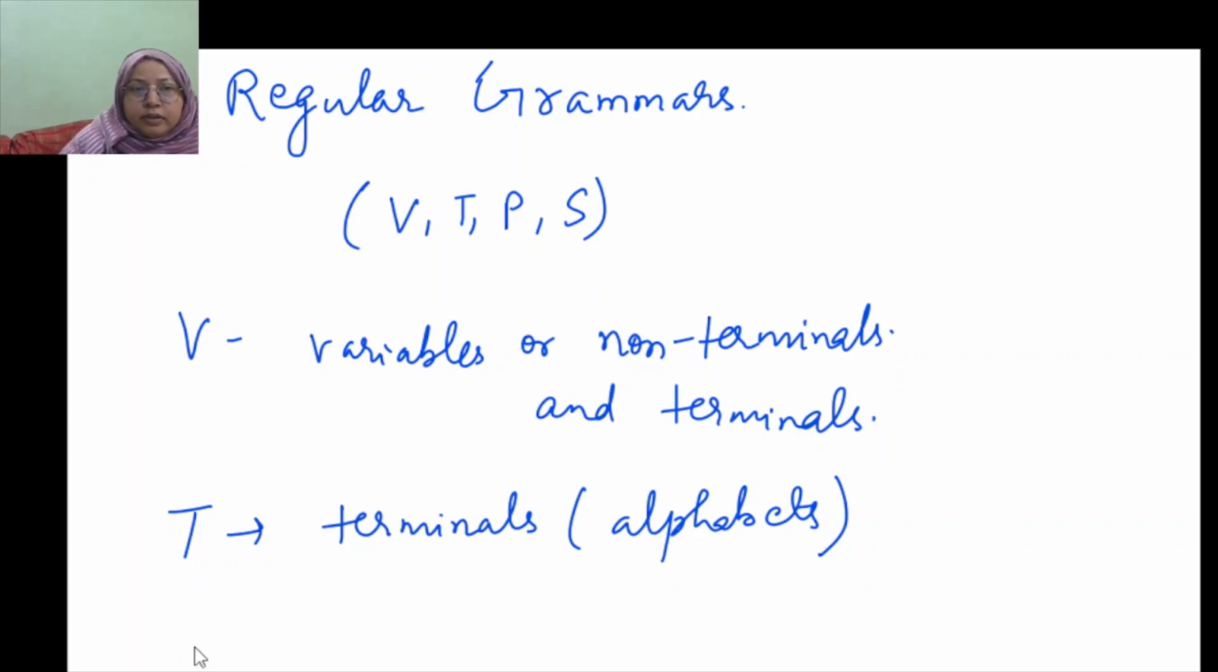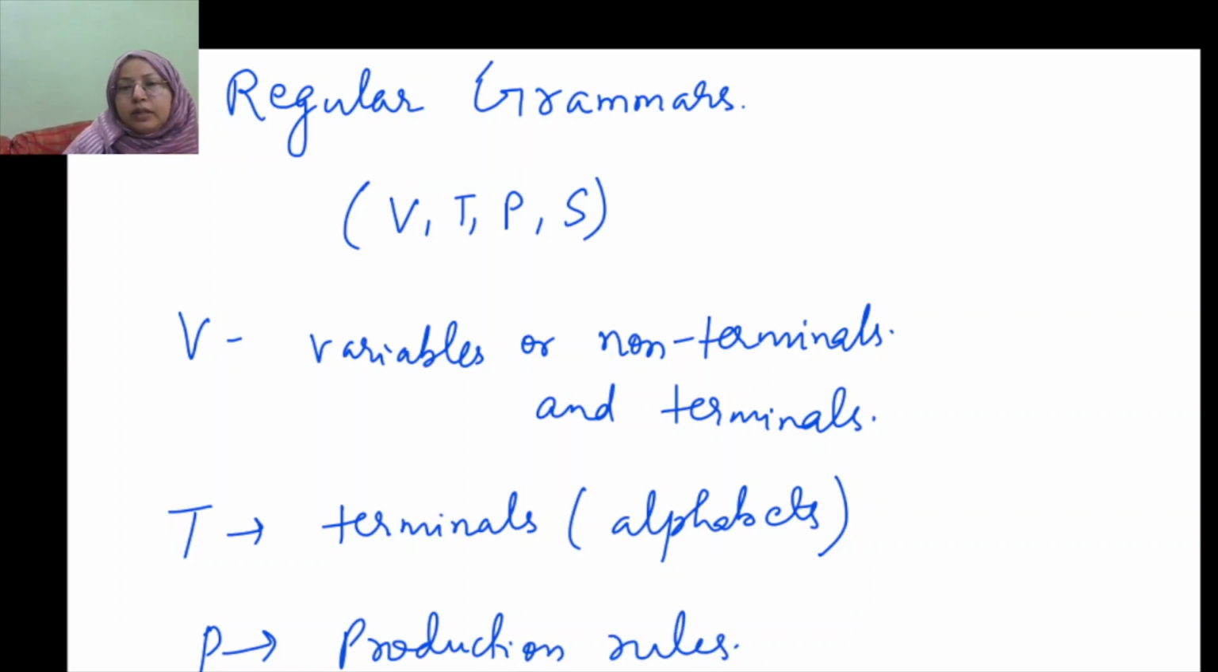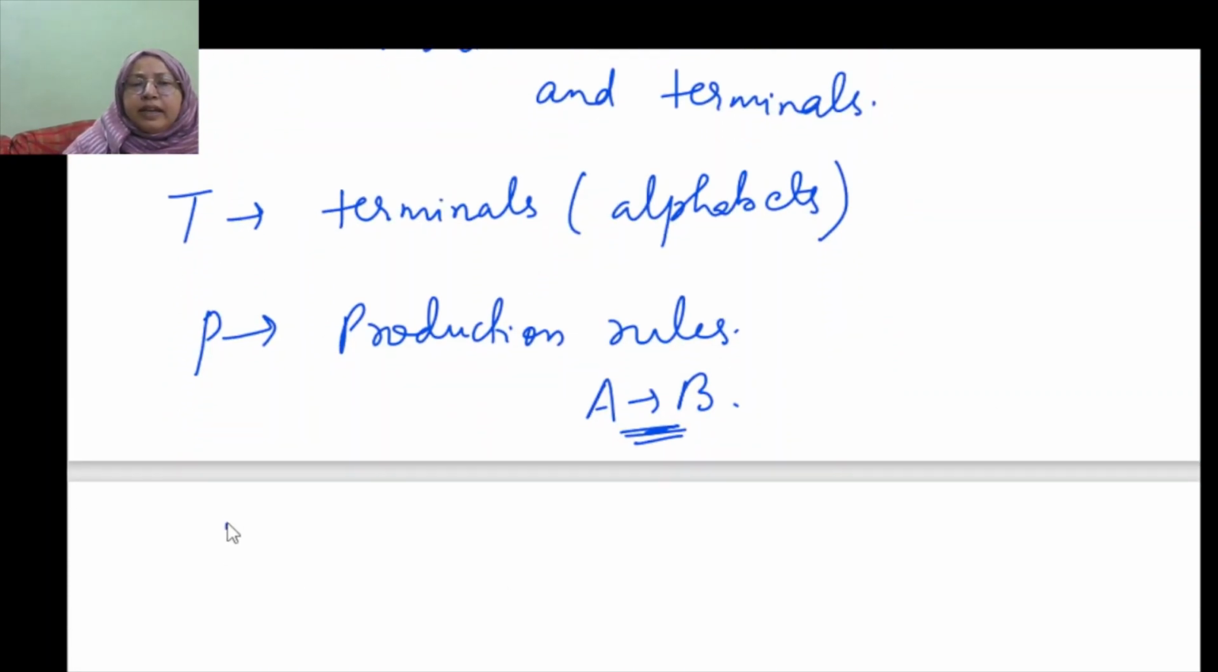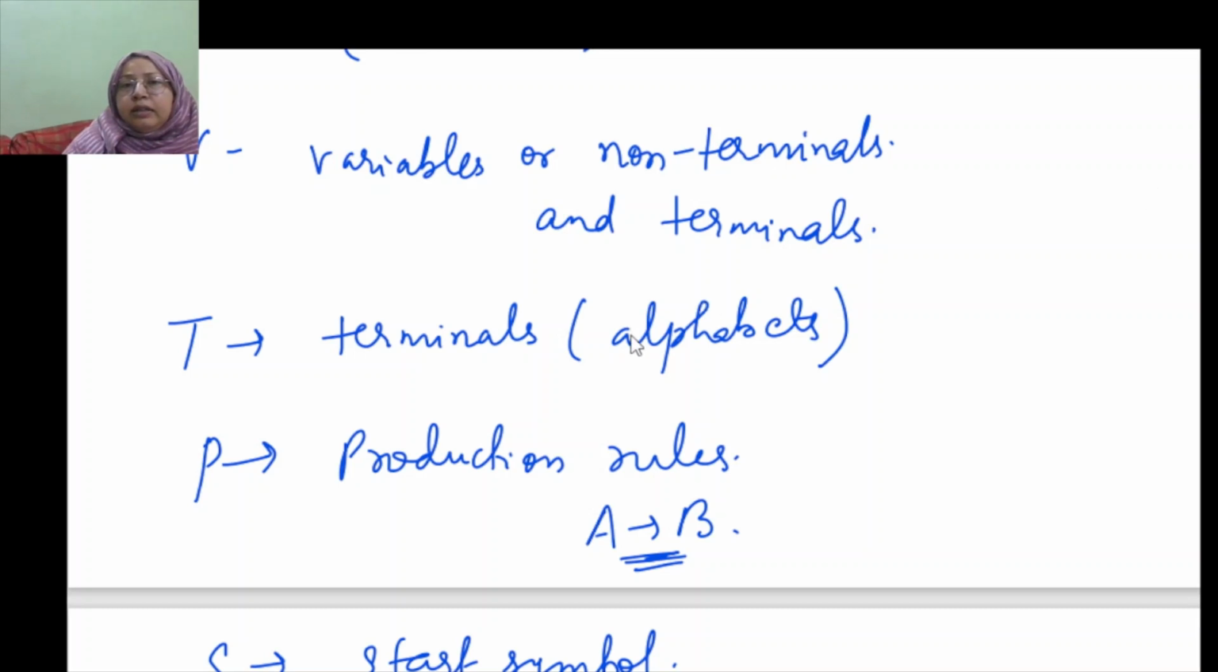Then we have P. P is production rules, generally of type A derives B. This type is called production rules, or you can say simply rules. Then S is your start symbol. ठीक है, इन्हीं चारों से मिला के हमारा रेगुलर ग्रामर बनता है. VTPS. T is the set of terminals, and it is a subset of V. V में आपका टर्मिनल और नॉन टर्मिनल दोनों आता है, एंड T में टर्मिनल्स होंगे सिर्फ.